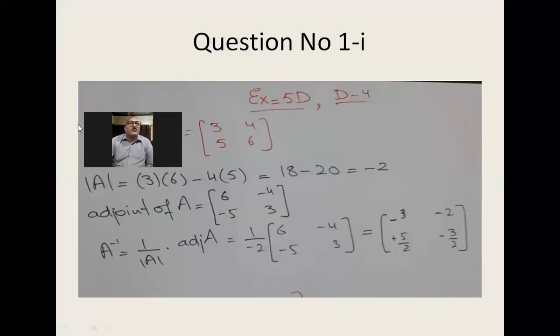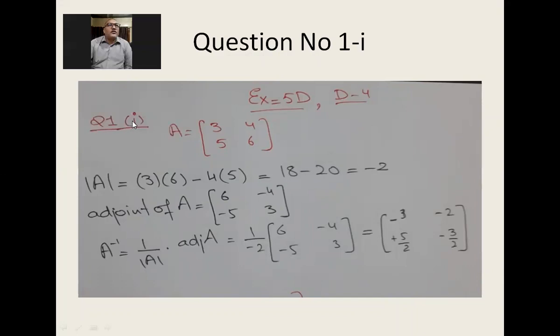So question number 1 is coming up on your screen. In its first part, here you have that matrix A, 3, 4, 5, and 6. First of all, if you want to find the determinant, along this diagonal you multiply these two numbers. So that will be 3 into 6, and then a negative, and you multiply these two numbers on this diagonal. So that will be 4 into 5. So it will be 18 minus 20, and that will be minus 2.